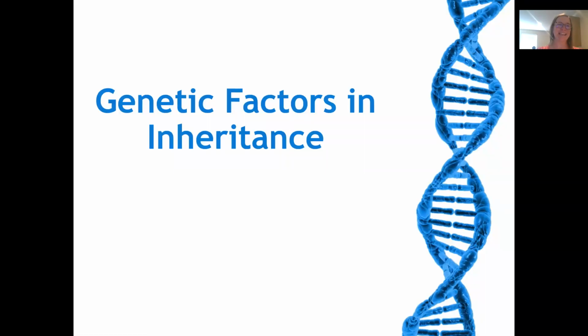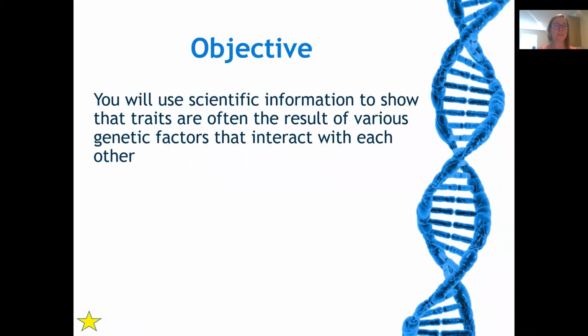Hello, biology! In this recording, we're going to go over the lesson Genetic Factors in Inheritance. The objective is to use scientific information to show that traits are often the result of various genetic factors that interact with each other. In the previous lesson, you were introduced to genetics and the passing on of traits, and we're going to move beyond that, so it gets more complicated.